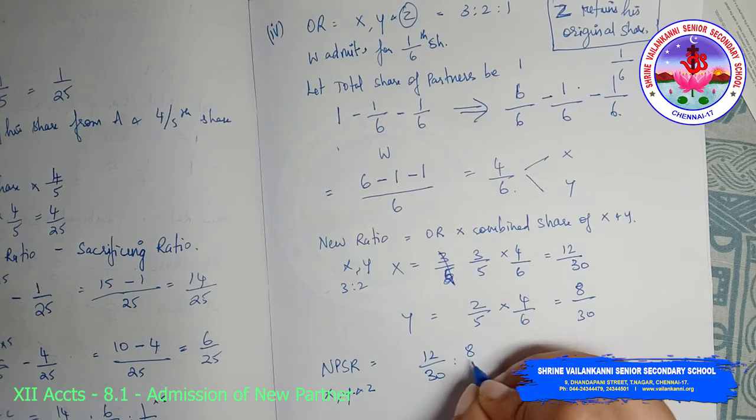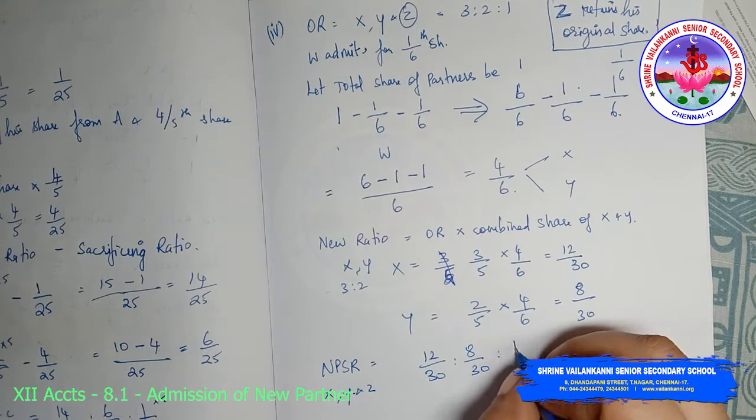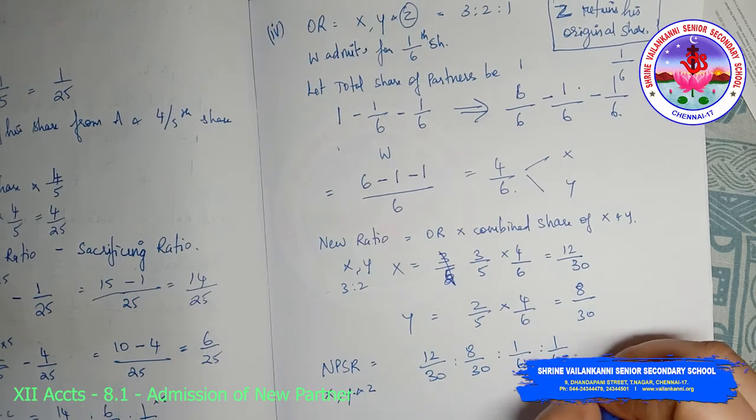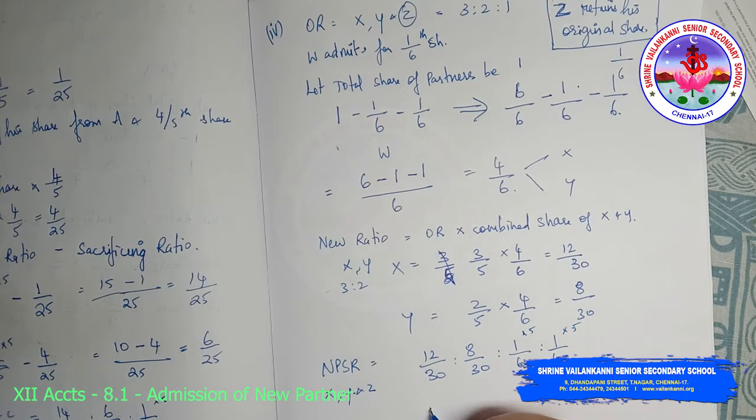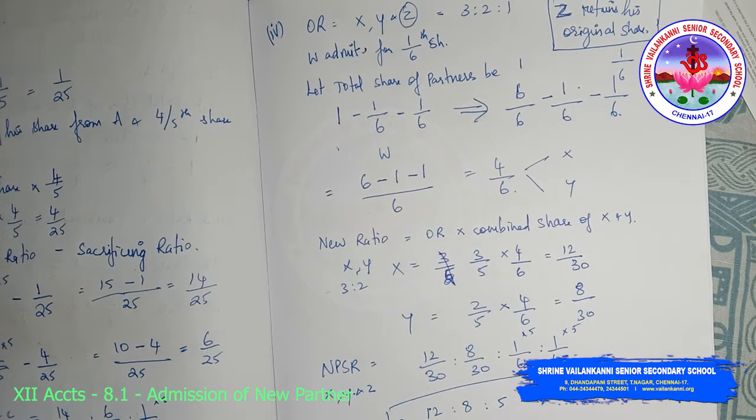So the new profit sharing ratio between X, Y and Z will be 12/30, 8/30, 1/6 is to 1/6, multiplied by 5. It's 12:8:5:5. So this is the new profit sharing ratio for category 4.